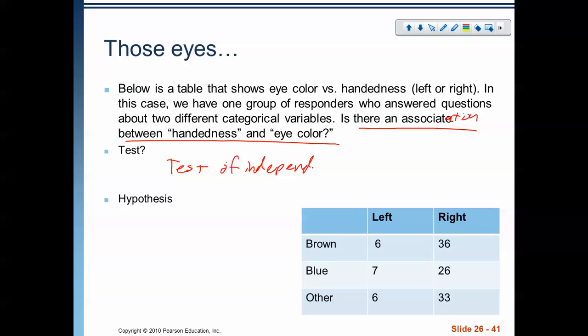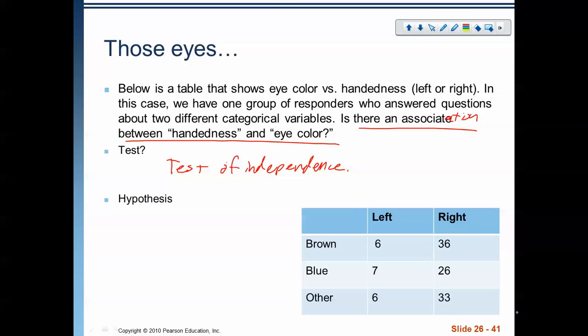Because when we did tests for homogeneity, the question was, is the eye color distribution the same no matter your handedness? Is your handedness the same for each eye color distribution, or is your eye color the same for each handedness distribution? It wasn't asking if there's an association between them. It was asking if it's the same for each one, which are very similar questions. I totally admit to that, but they are different. So this is a test for independence.